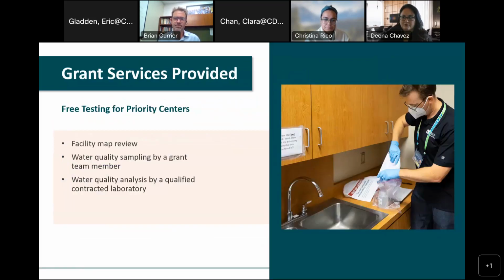So let's talk a little bit about grant services provided to these priority centers. It is free water testing for priority childcare centers by the grant team. This includes a review of your map, collection of water samples, and analysis by a qualified laboratory. Now let's talk about how priority centers can submit maps for review by the grant team. Next slide.